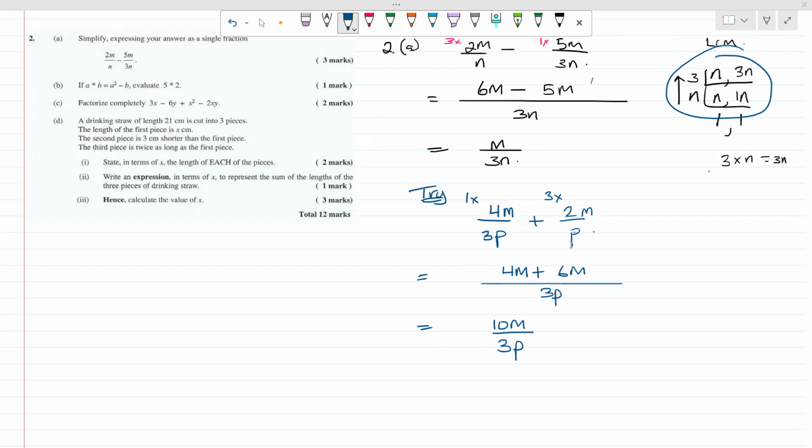p into 3p, the p's will cancel out and I'll remain with a 3. I'm multiplying 3 by 2m to give 6m. I'm multiplying 1 by 4m to give me 4m. Everybody right with this part here? Model thumbs up. We add 4m and 6m together because they're both expressed in terms of m. They're the same terms. So we can add 4m and 6m and that will give us 10m over 3p.